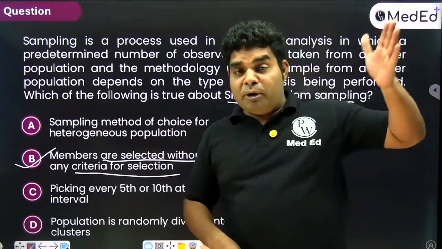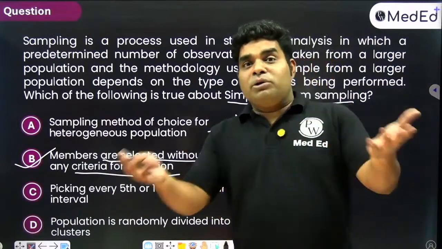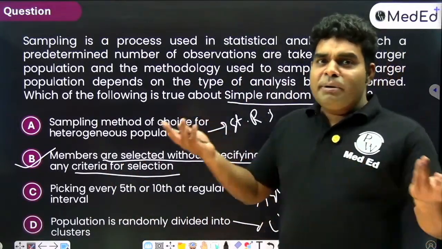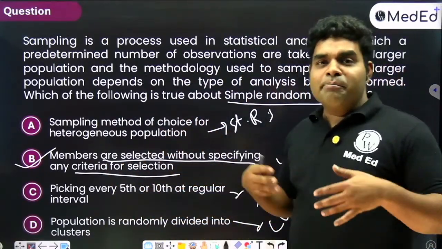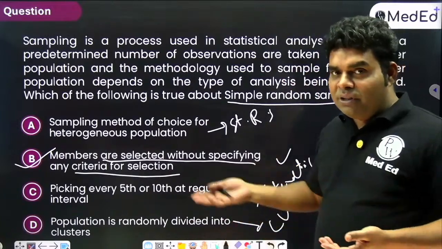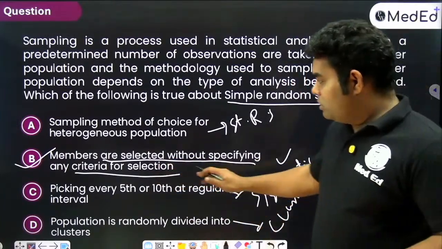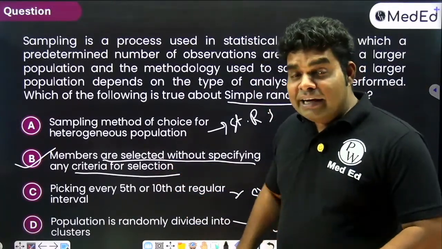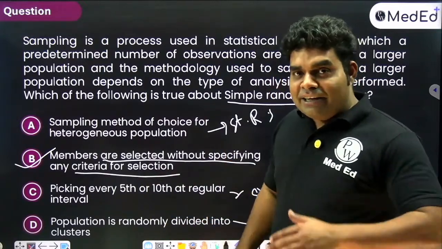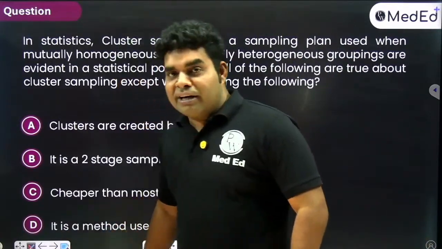Because based on religion, people are heterogeneous, different. Based on just being a villager, with no criteria, they are simple, they are homogeneous. Then we do simple random sampling. So we do simple random sampling when there is no criteria. And if there is criteria, like choosing an equal number from different religions, it's stratified.